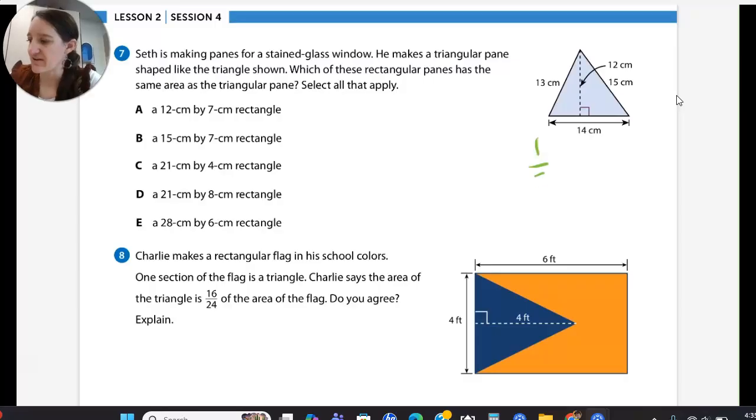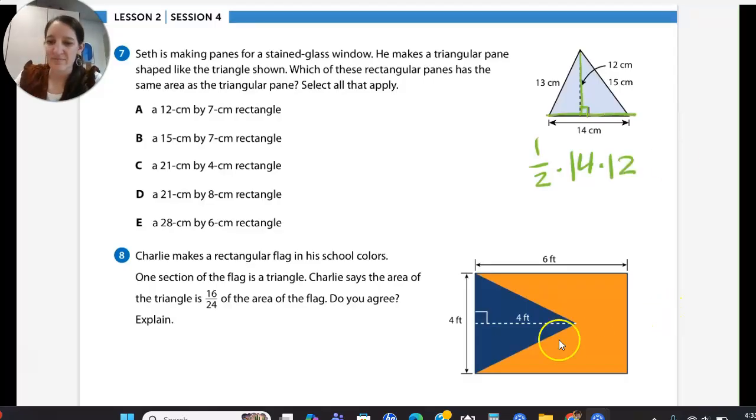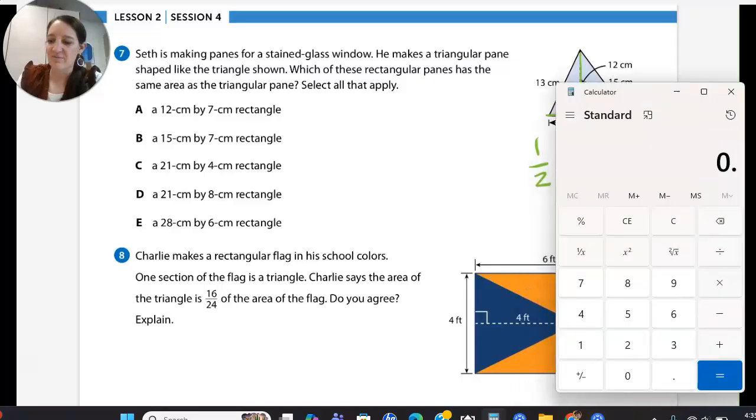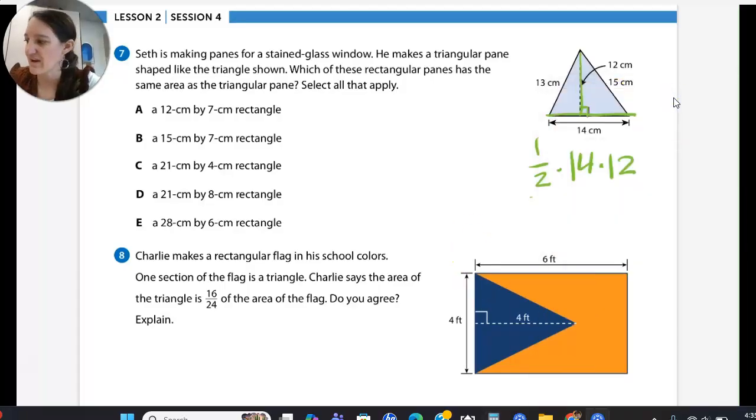Not a big deal. 1/2 times 14. There's my little 90 degree, so that will give me my height and my base. My base is 14, my height is 12. Plug that into my calculator. 0.5 times 14 times 12 is 84. Oh yeah, because that's 7. 7 times 12 is 84 centimeters squared.